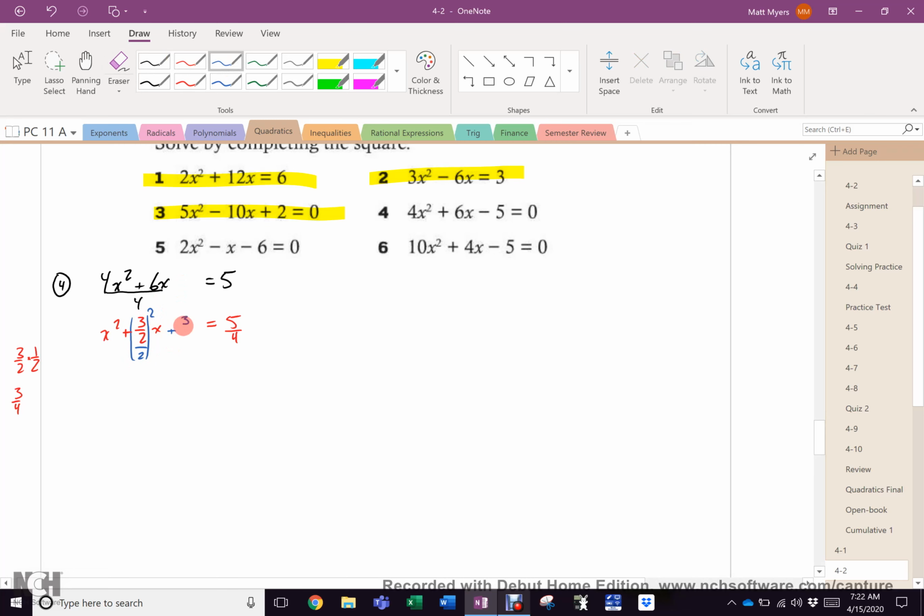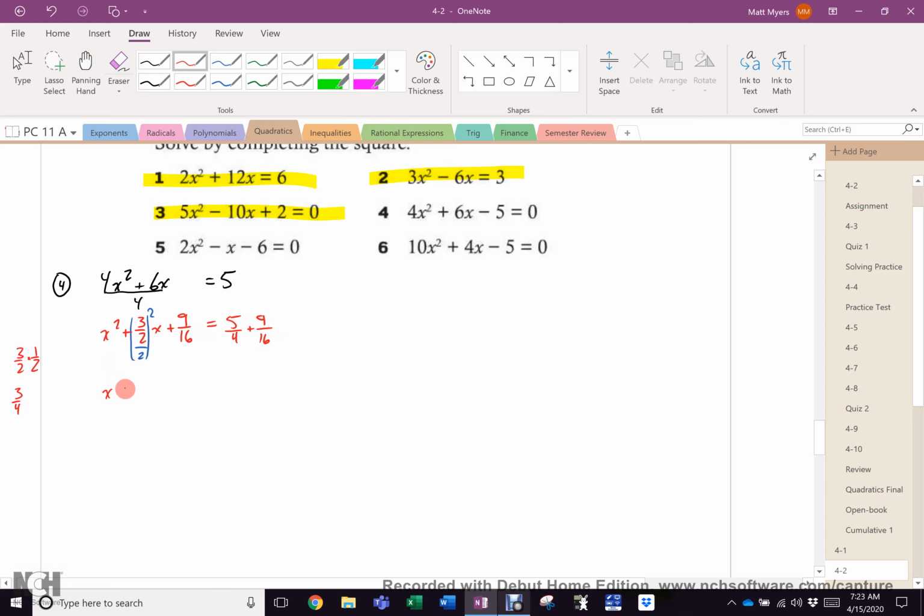is 3/4. Now over here I've got 5/4. So I've added 3/4. Now, pretty easy. X. Oh, sorry, it's not 3/4. It's, yeah, 3/4. But I forgot to square it. So that is plus 9/16.